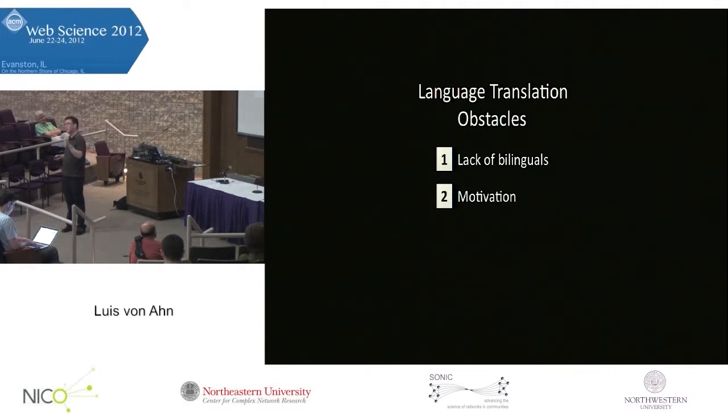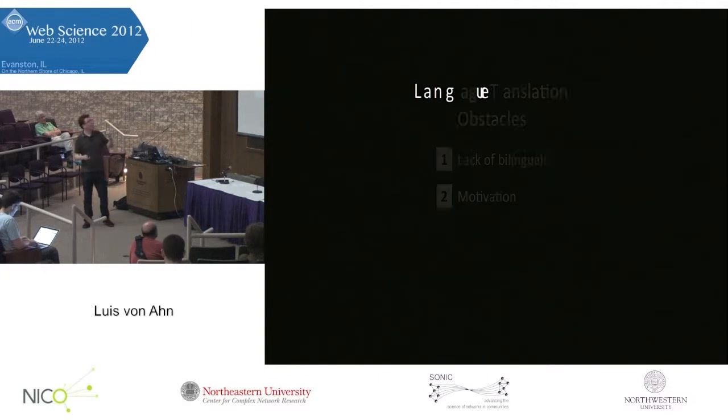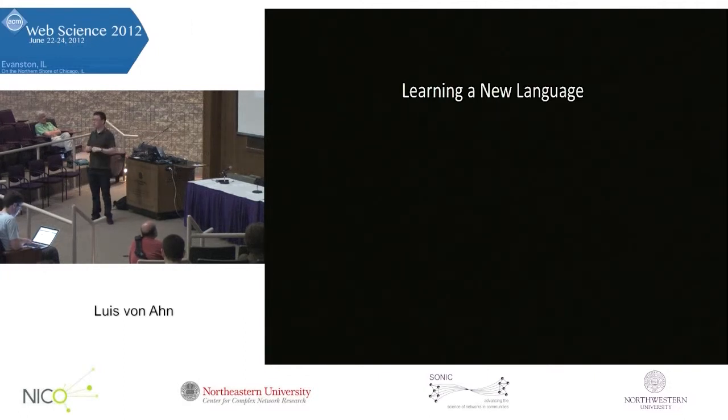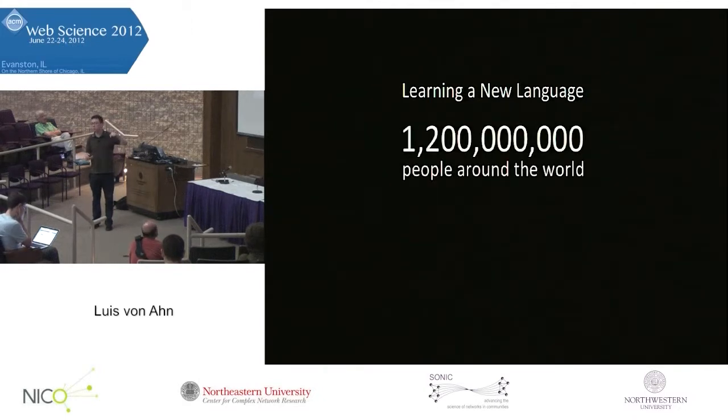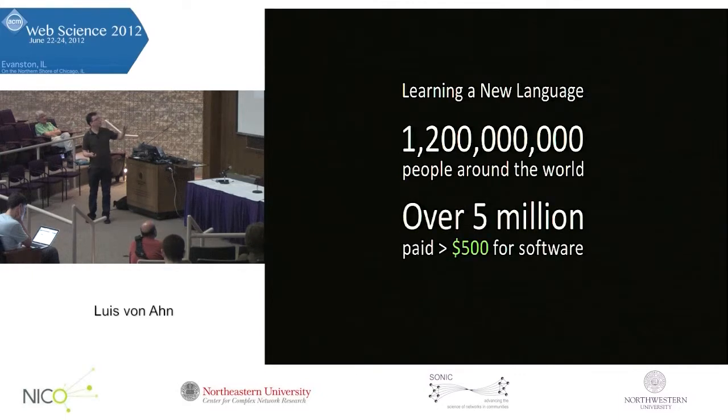And that is by transforming language translation into something that millions of people really, really want to do, and that also helps with the problem of lack of bilinguals. And that is language education. Okay, so turns out, today, there are about 1.2 billion people around the world learning a foreign language. People really, really want to learn a foreign language. And it's not just because they're being forced to do so in school. For example, in the United States alone, there are over 5 million people who've paid over $500 for software to learn a foreign language. Okay, so people really, really want to learn a foreign language.